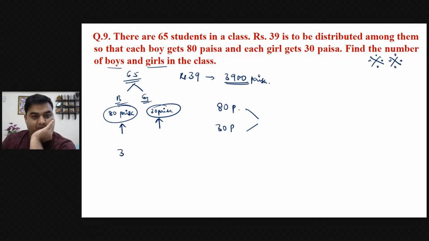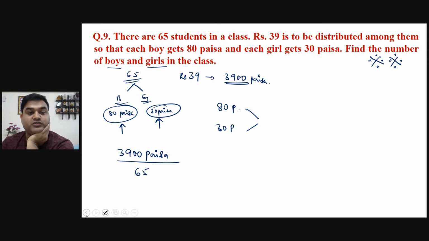Okay, we have a total of 3900 paisa to be distributed among how many students? 65 students, correct? So how much paisa per student is it going to be? Let's find out how much paisa per student we are going to get.